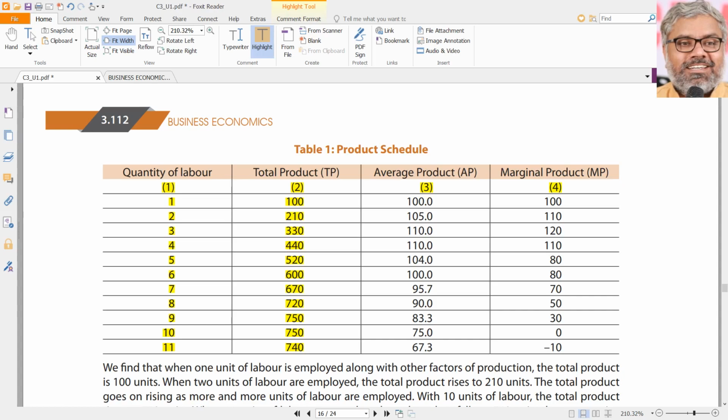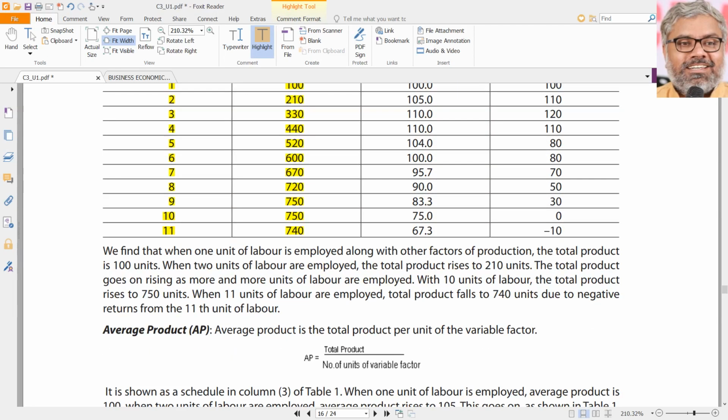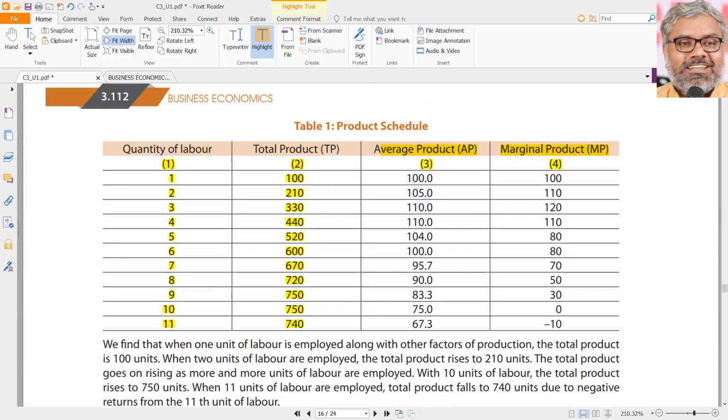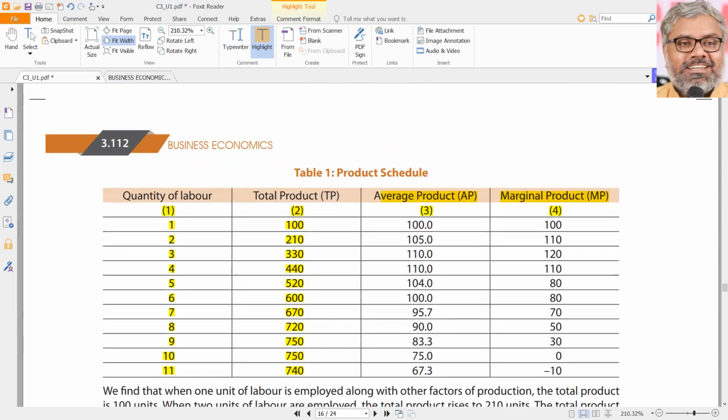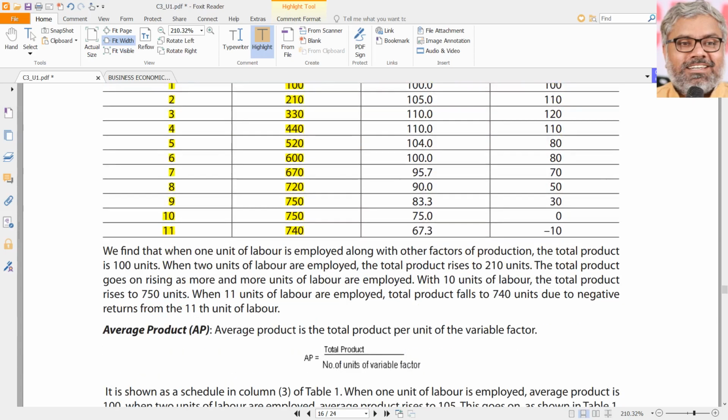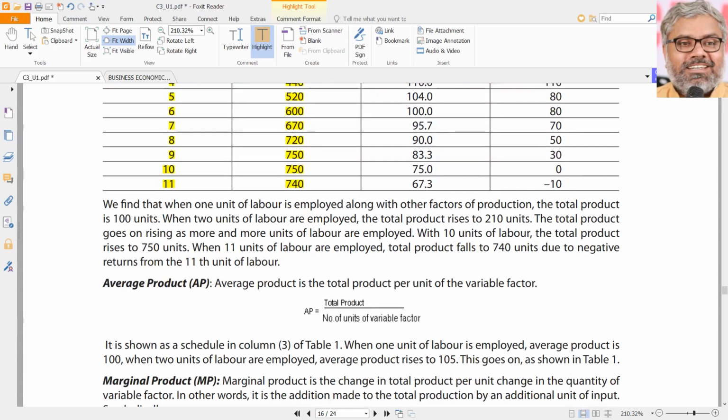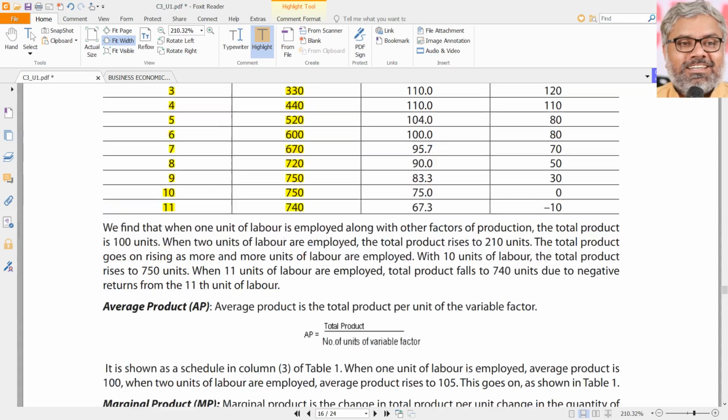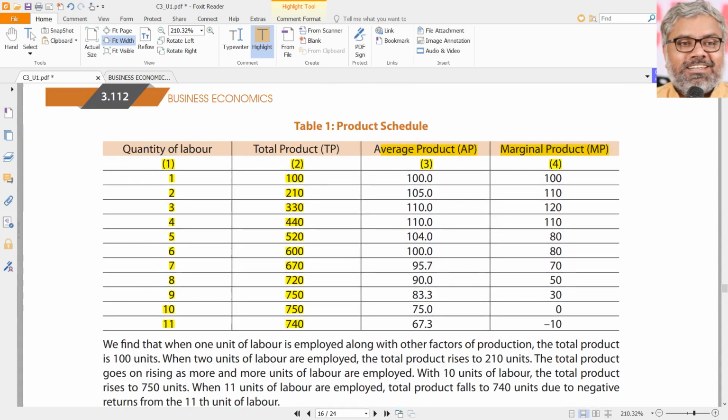If we have to find out average product and marginal product, understand this. First one is average product. Average product is nothing but total product divided by the number of units of input. So average product means the total product divided by the number of units of the variable factor. In our case, the variable factor we have taken is labor. So 100 divided by 1, average product is 100.